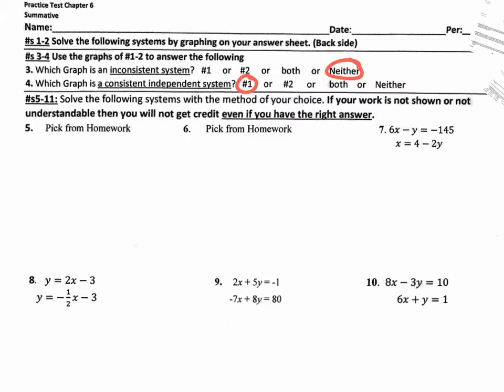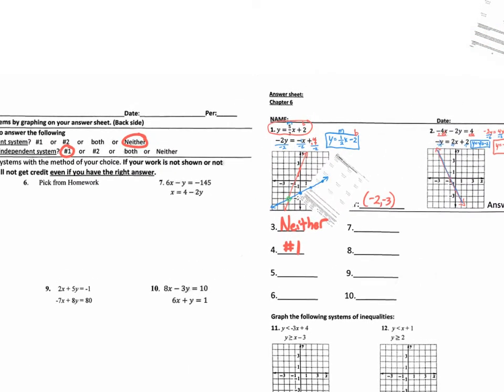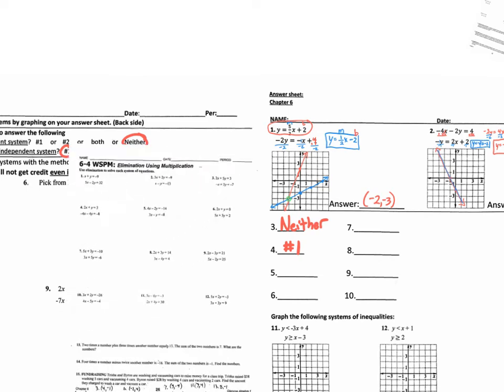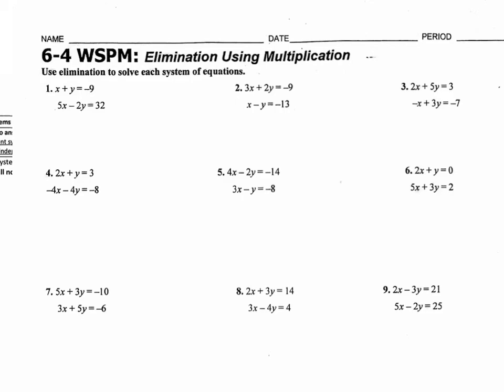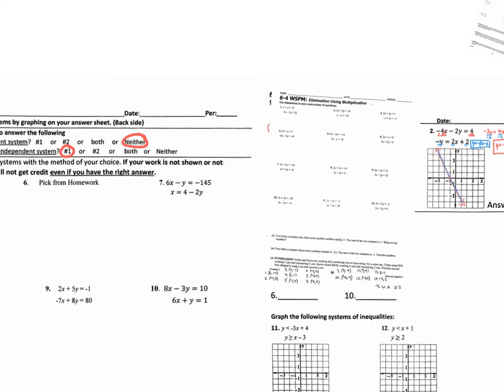Now, notice on this part of the test, we're going to have 1, 2, 3, 4, 5, 6 systems, and you get to choose what method you want to use on these systems. Now, notice practice test number 5 says pick from the homework. So if I were you, I would go to the elimination method homework. You could pick some of those, and I would write those in for numbers 5 or 6.